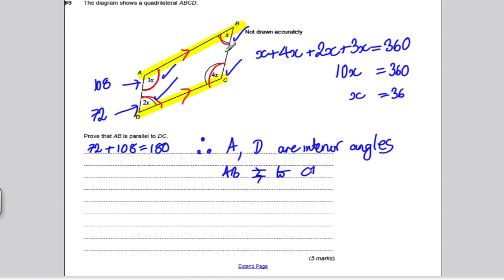You could have done it with these angles here. That would have been 36. That would have been 4 times 36, which is 144. They also add to 180. You don't have to show it for both, just show it for that, and that's sufficient. Because they're interior, these lines must be parallel. Because if they didn't add to 180, there's no way those lines could be parallel.